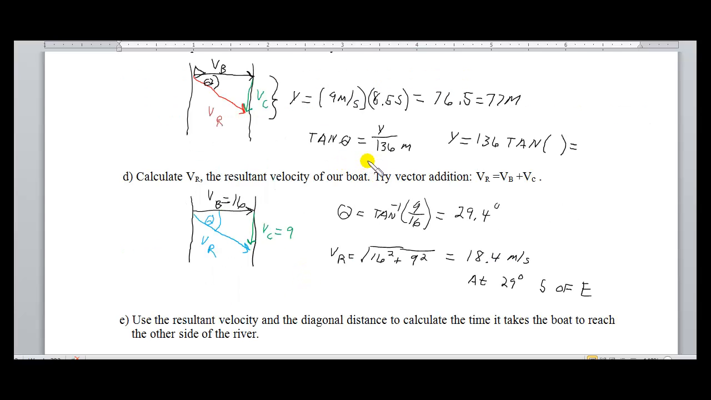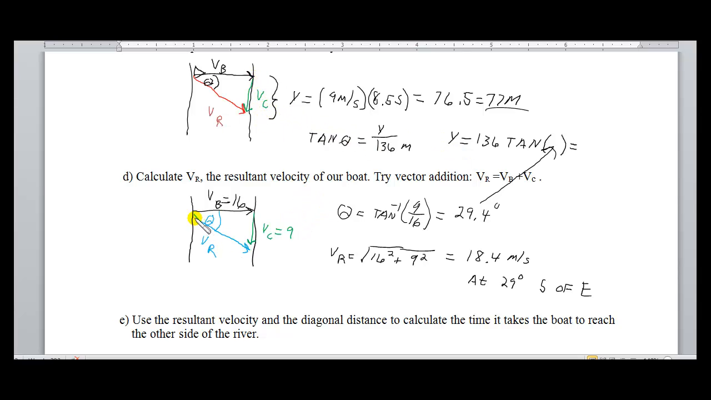So here's our answer. First of all, we can use inverse tangent to find this angle. Inverse tangent is the opposite, which is 9, over the adjacent, which is 16. That gives me around 29.4 degrees. And if you put that value for the angle right up there, then you should come up with pretty close to 77 meters. So there are indeed at least two different ways to find this vertical displacement of our boat.